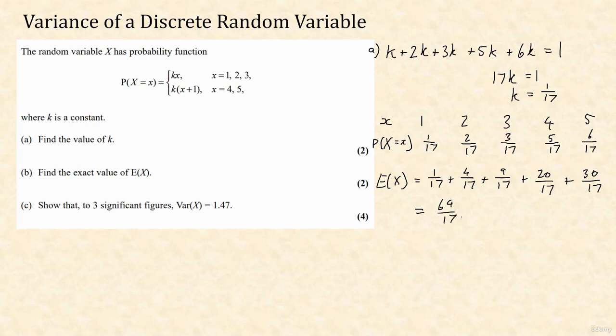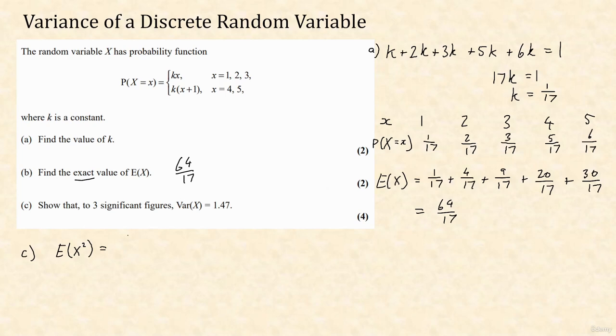So that is the expectation, which we could write as a decimal if we wanted, but I should leave it as exact because it asked for it in exact form. So 64 over 17. Now we want the variance. So the first thing I'll do is work out the expectation of x squared. So that's going to be each of the squared outcomes times the probability.